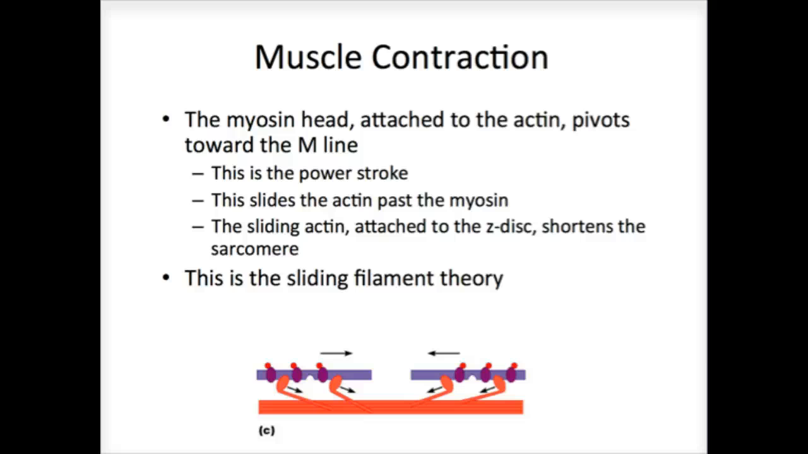So again, when the myosin pivots past, in other words, you take your hands at your elbows or at your ears and you suddenly pull your whole arm forward, that's what's going on. That's the sliding of the actin past the myosin. We get the shortening of the sarcomere. This is what's known as the sliding filament theory.